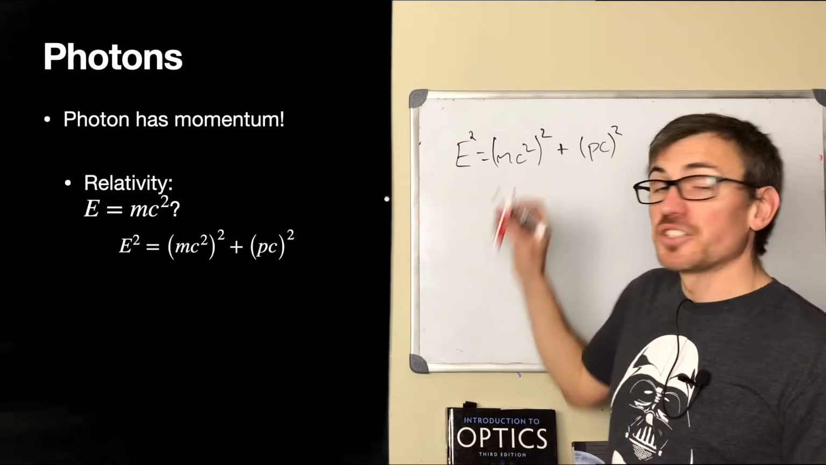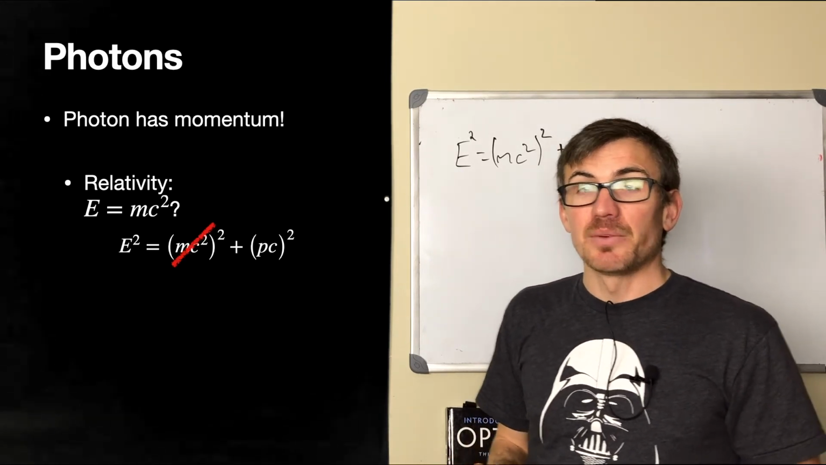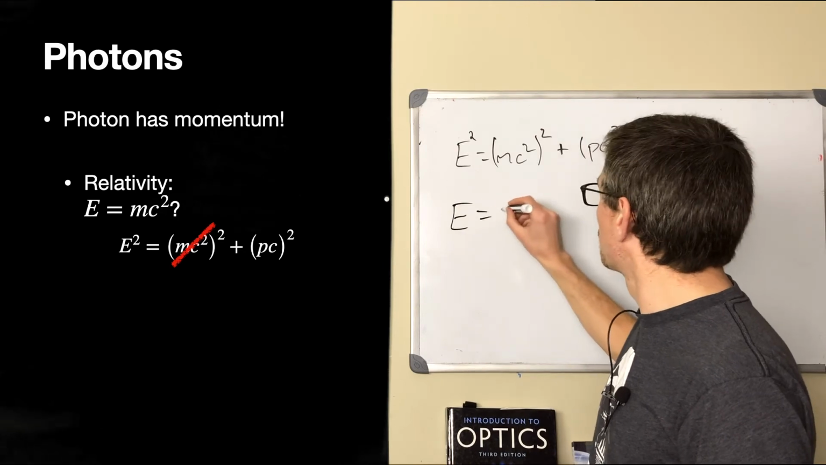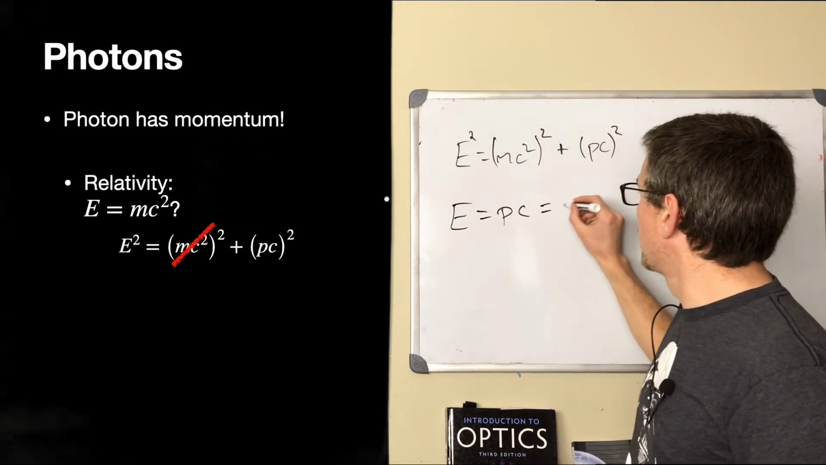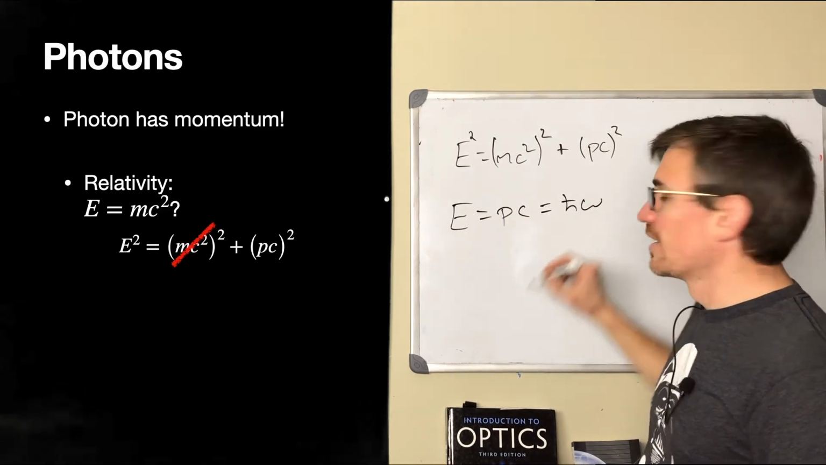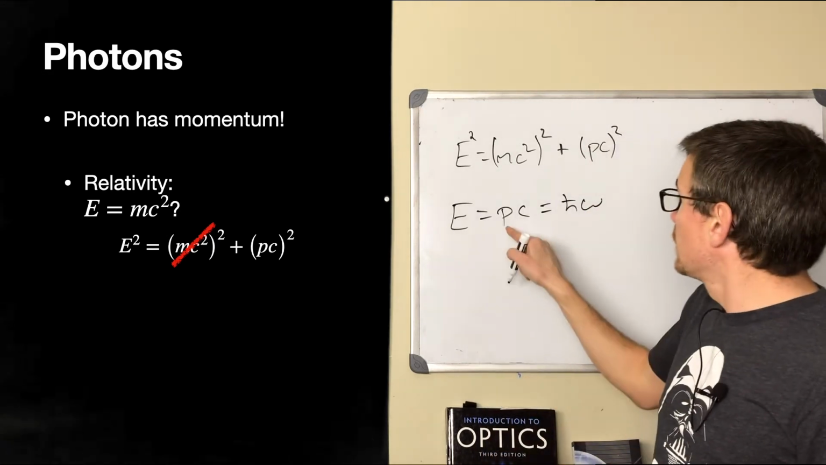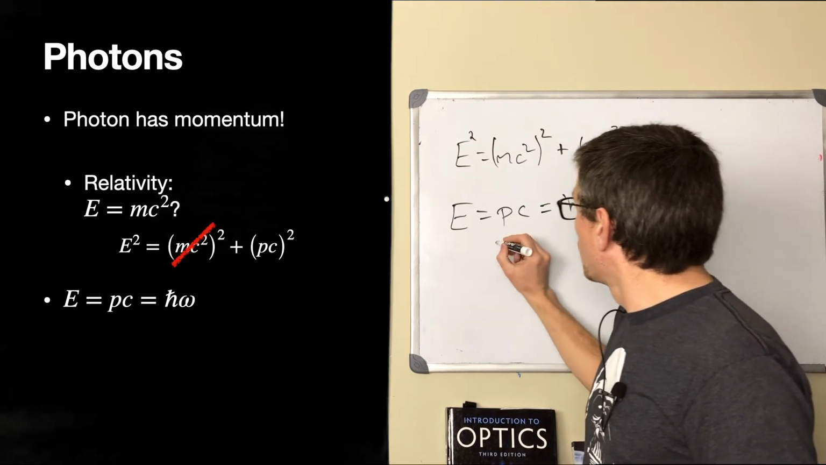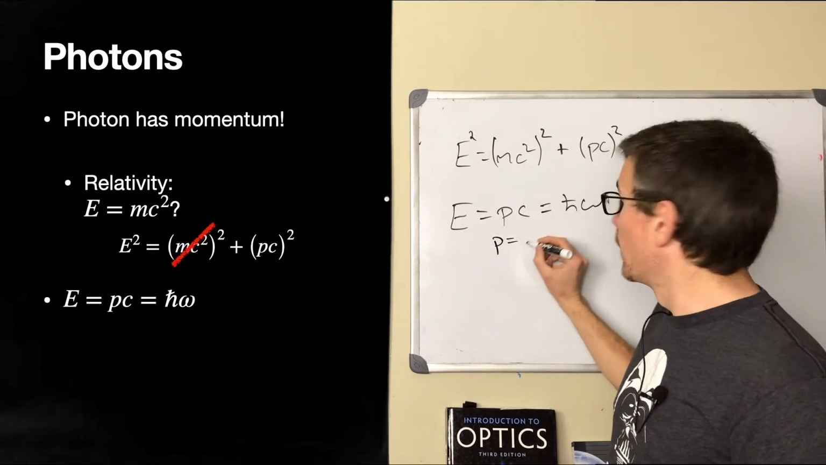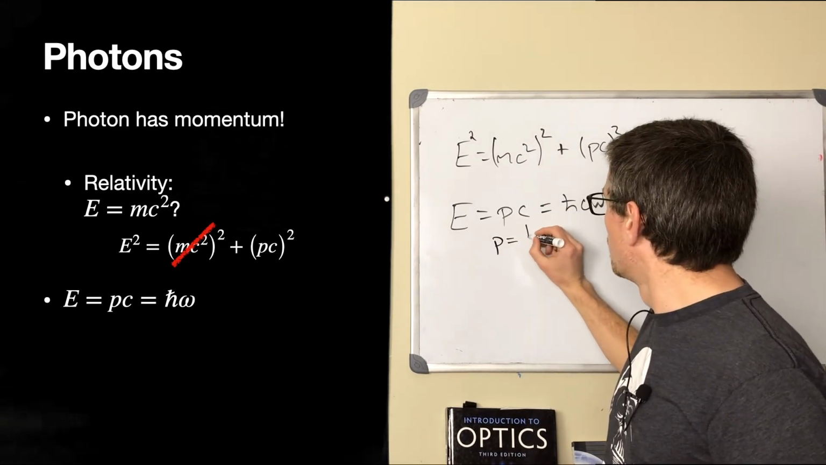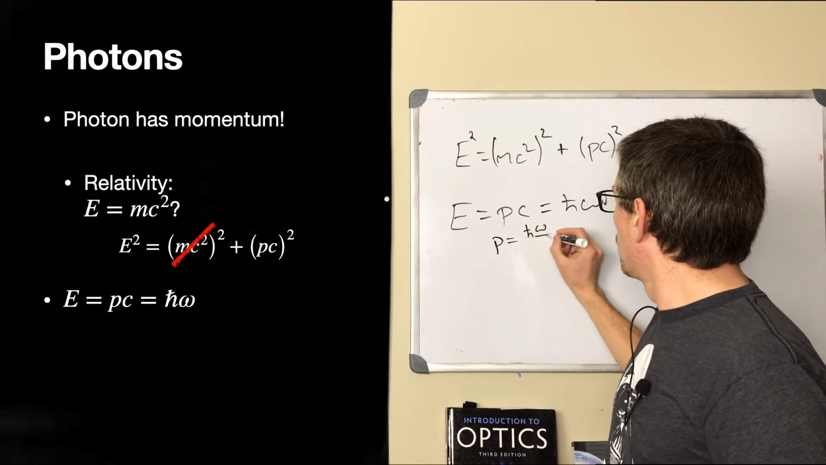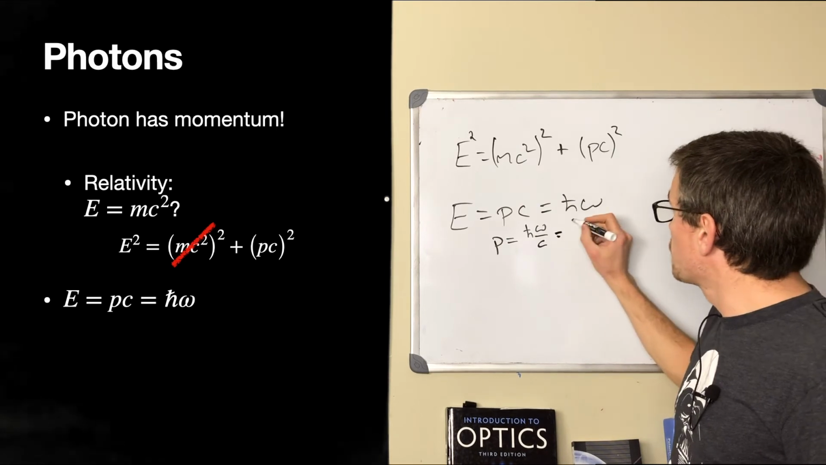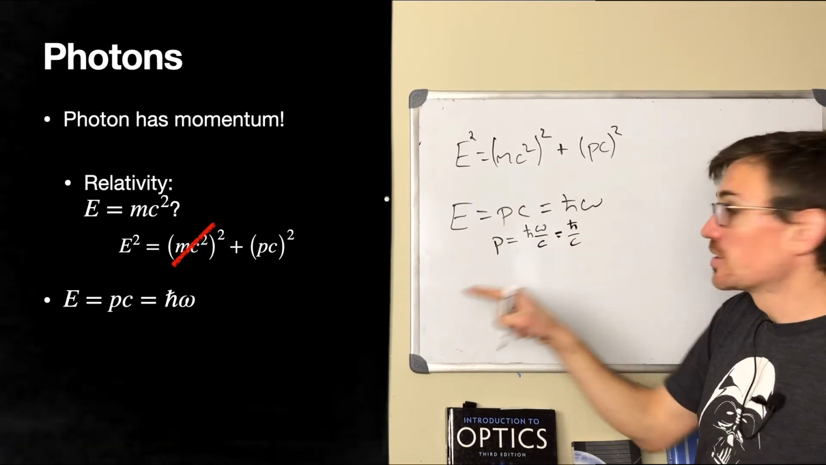So we just take this general formula and we cross out the mass, and we see that we do have an energy. E is equal to pc, and that's equal to h bar omega, right? So E is equal to pc, and that's equal to h bar omega. So let's just write that out a bit. p, the momentum of a photon, is equal to h bar omega over c. All right, so let's write this out. This is h bar over c times omega.